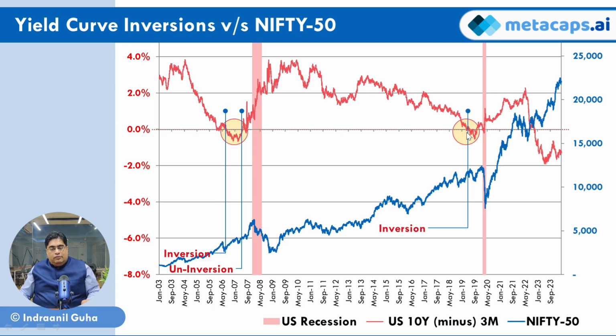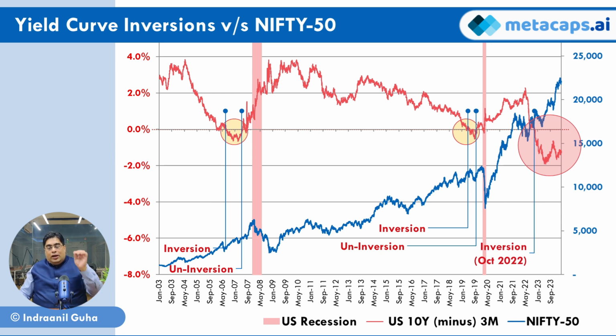We got this inversion about 1 year before the onset of the COVID pandemic. But it was only after the uninversion happened that the final recession actually kicked in sometime after that, and the stock market correction also happened after that. So going by that logic, one need not take defensive action at this stage, because what we have got so far is only an inversion, and the inversion happened a long time back, in October of 2022.